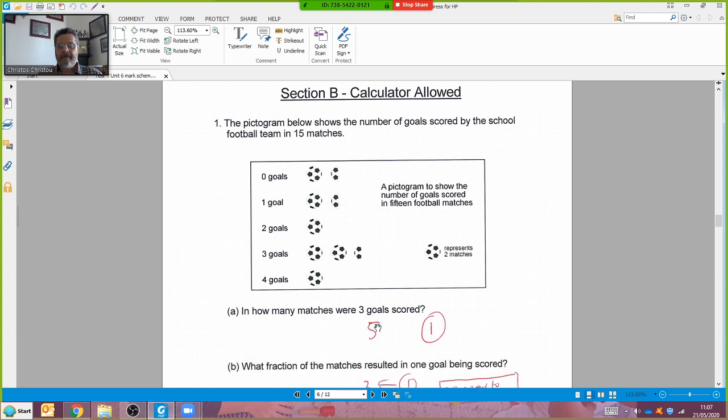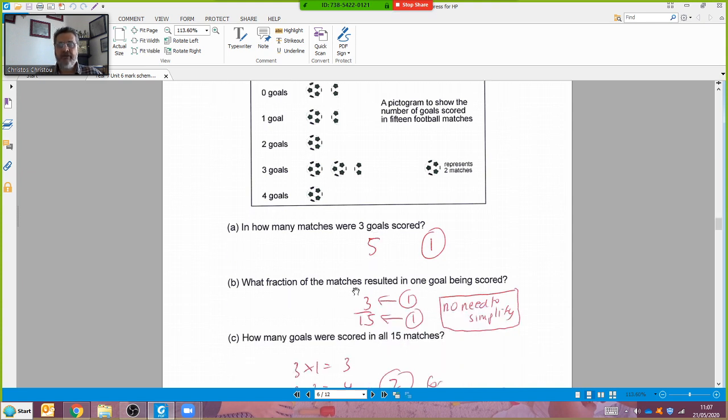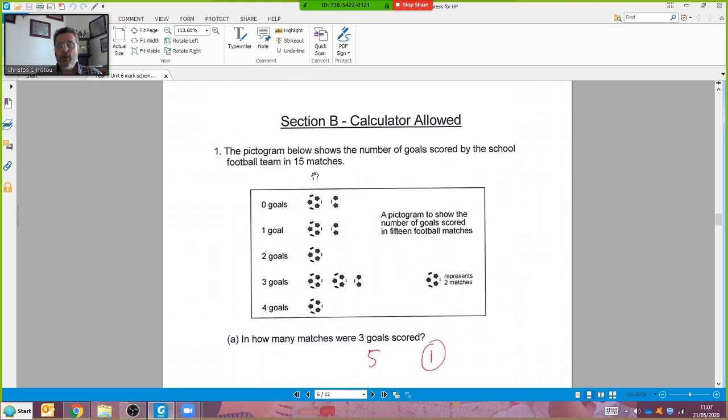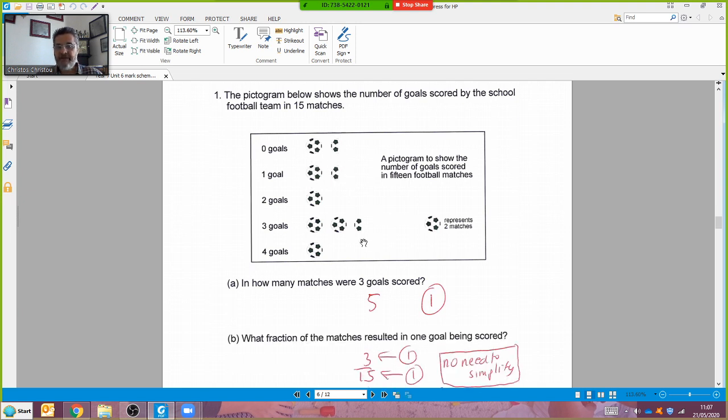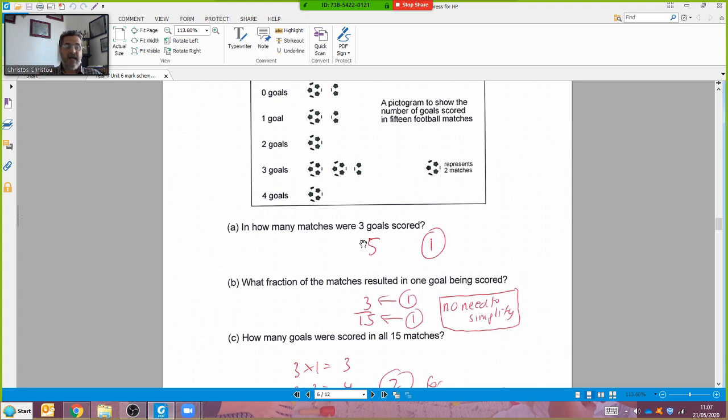Not difficult. You should really have your work in front of you so you can make corrections, but this will go on the video as well. What fraction of the matches resulted in 1 goal being scored? Well, there were 15 matches, so you're looking for something divided by 15. 1 goal scored, 2 matches plus 1 match. 3 over 15. Get a mark for each bit. You don't need to simplify it.